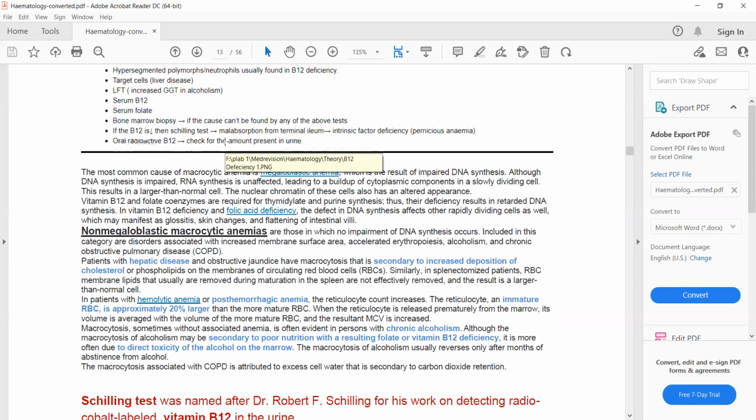Normally, what happens in hepatic diseases is that macrocytosis occurs secondary to increased deposition of cholesterol and phospholipids on the membrane of circulating red blood cells. Normally, these phospholipids and cholesterol are removed from the RBCs, but in liver disease the patient is unable to remove the excessive cholesterol and phospholipids in the membranes of circulating RBCs, so it leads to an increase in the size of RBCs. So they result in normoblastic macrocytic anemia in liver disease.